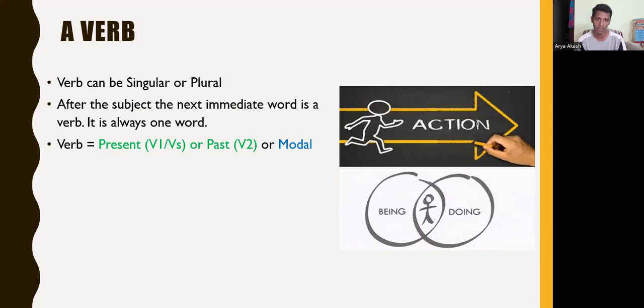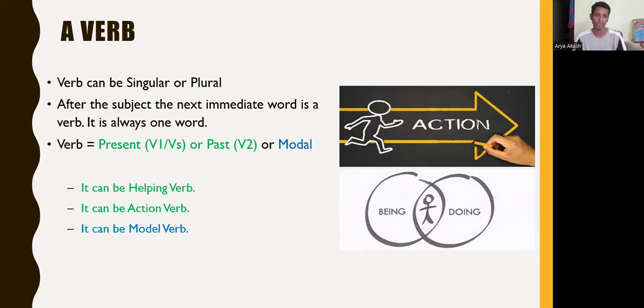So verb can be present or past or modal. When I say present, it means V1, VS, past V2. It sounds very technical, I understand, but as I go with the slides, you will understand what I mean to say. Okay. Now let's understand verb as per grammar can be a helping verb or it can be an action verb or it can be a modal verb. So there are three possibilities. When you form any sentence, there are three types of verbs which you can use. First is helping verb. Second is action verb. Third is modal verb.